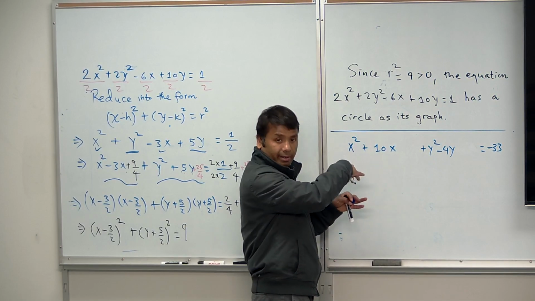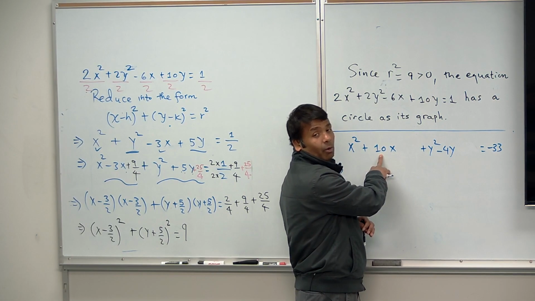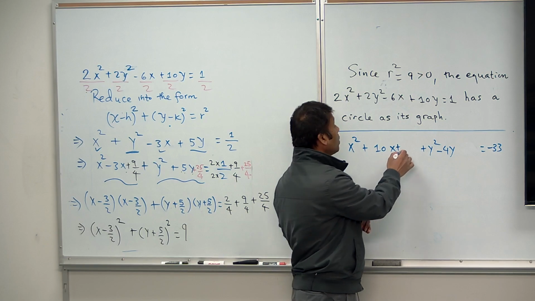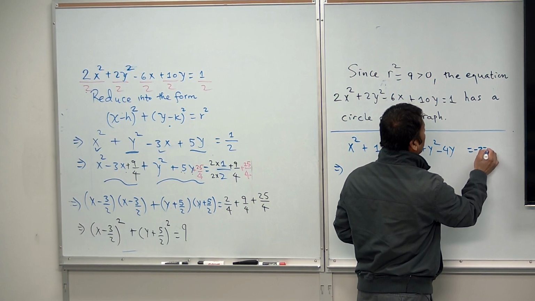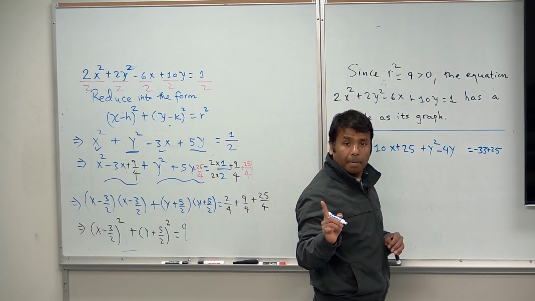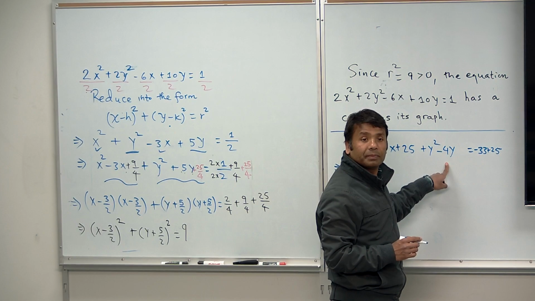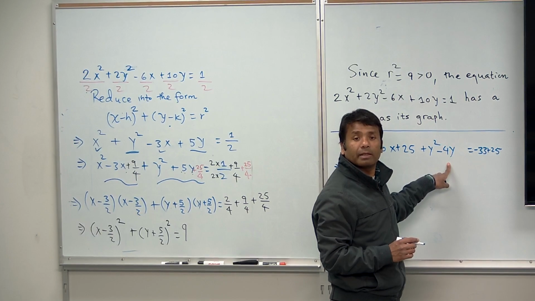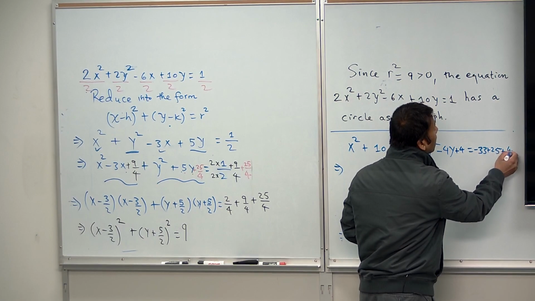It's already 1, right? So now, hey, what is the coefficient of x here? 10. What is the half of 10? 5. You square that 5. You add 25 on both sides, okay? So this is -33 plus 25. Okay? Right? Hey, what is the coefficient of y here? What is half of -4? -2. Square that, 4. You add 4 on both sides. Are you guys with me?